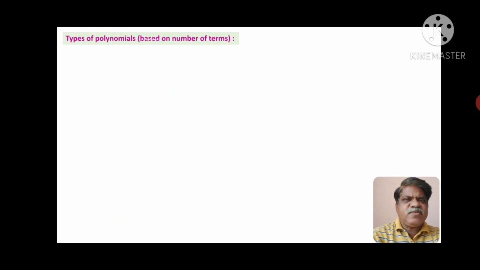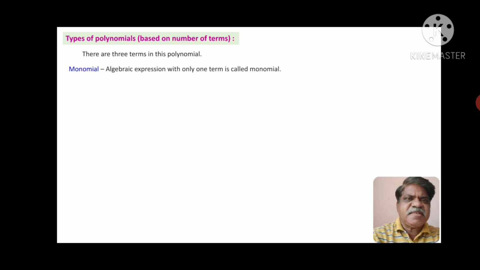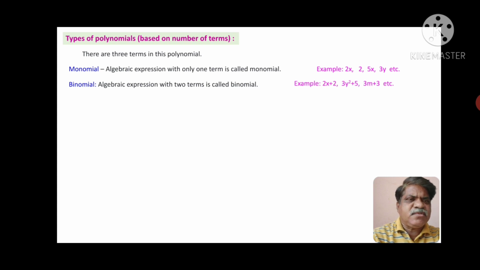Types of polynomials based on the number of terms. Monomial: an algebraic expression with only one term is called a monomial. For example, 2x, 2, 5x, 3y, etc. Binomial: an algebraic expression with 2 terms is called a binomial. For example, 2x plus 2, 3y square plus 5, 3m plus 3 and so on. Trinomial: an algebraic expression with 3 terms is called a trinomial. Example, 3x plus 3y plus 2, 5y square plus 2y plus 2, etc.